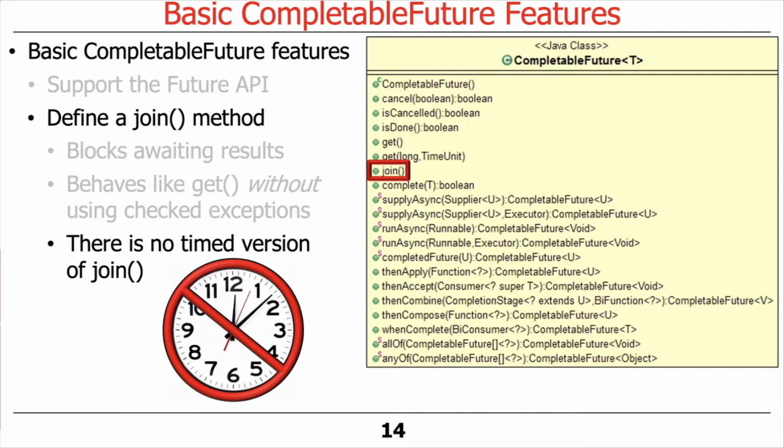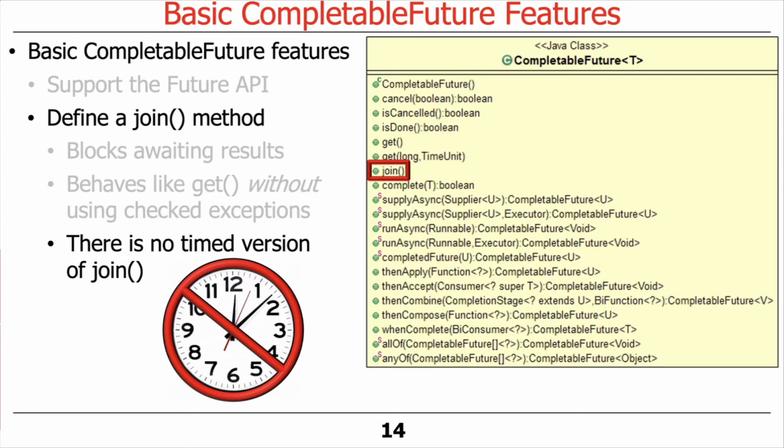Strangely enough, though, or not, depending on your point of view, join has no timed variant. So there's a timed variant of get. You can see this right above the join method in the UML diagram. There's a get with a long and a time unit. That's time. It will only block the client for that amount of time before returning, either with success or with failure.